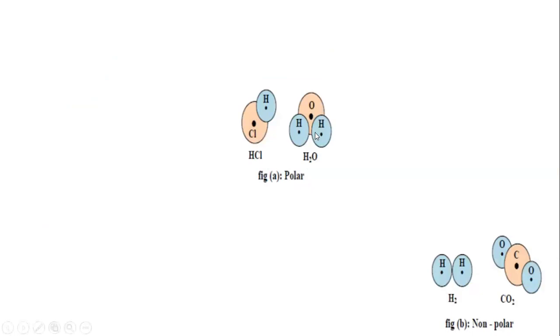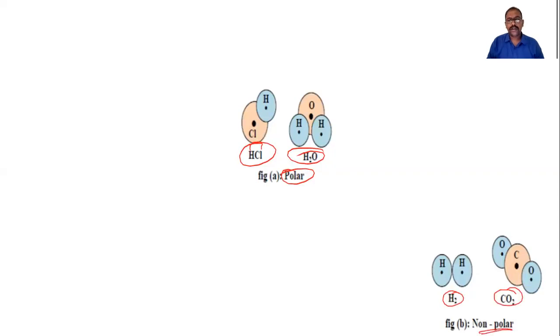First thing, remember one thing about polar molecules. You can see examples of polar molecules: HCl and H2O. You can see the structure of HCl and the structure of H2O, they are polar. And here, the structures of H2 and CO2, they are non-polar. Now, what is polar and non-polar, that we discuss here.